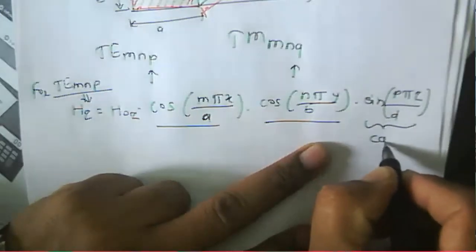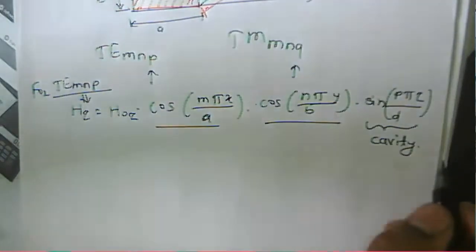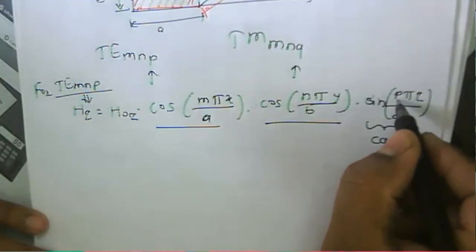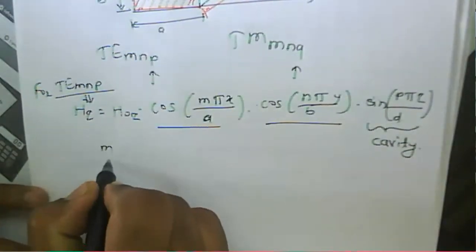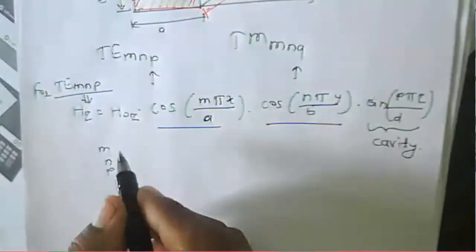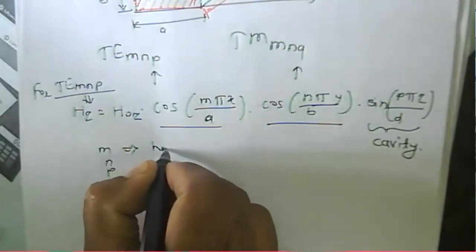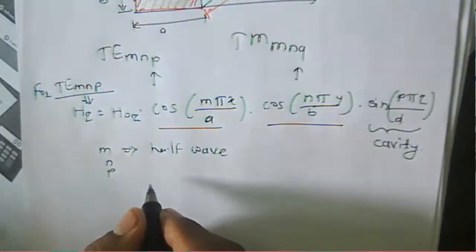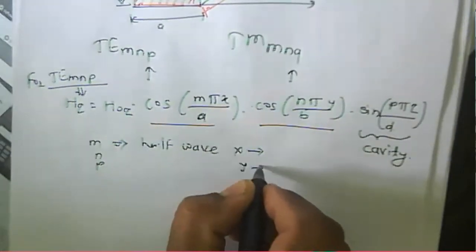This one is added because we have a cavity, and it is about the length d. So that's why d is here. What is p? Just like we said for m and n, it represents how many half waves there are in the given direction, that is, half waves in the x direction, or half waves in the y direction.